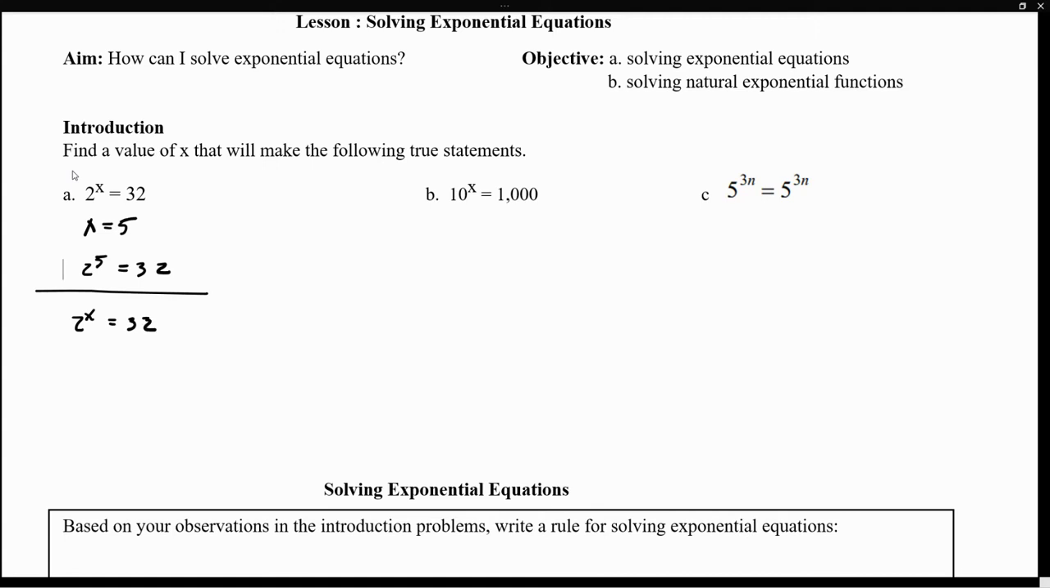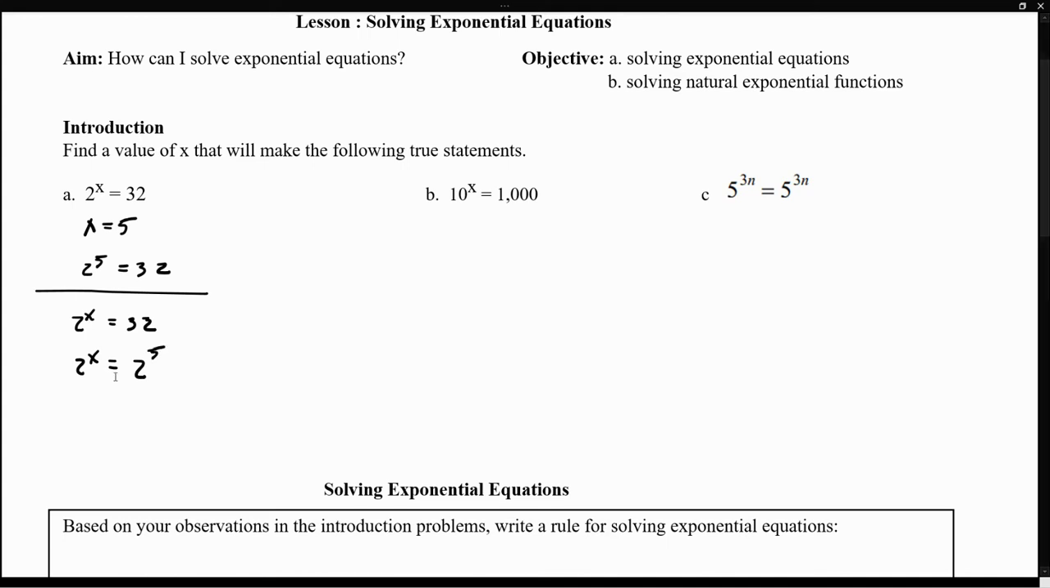The first method is what we call plug and verify. We plug it in, and we verify that it's true. But if you want a more algebraic way, we can use what is called the same base method. On the left-hand side, we have a base of 2 raised to the x. So we ask ourselves, is it possible to represent 32 as an exponent whose base is 2? Yes, because 32 is equivalent to 2 to the 5th.